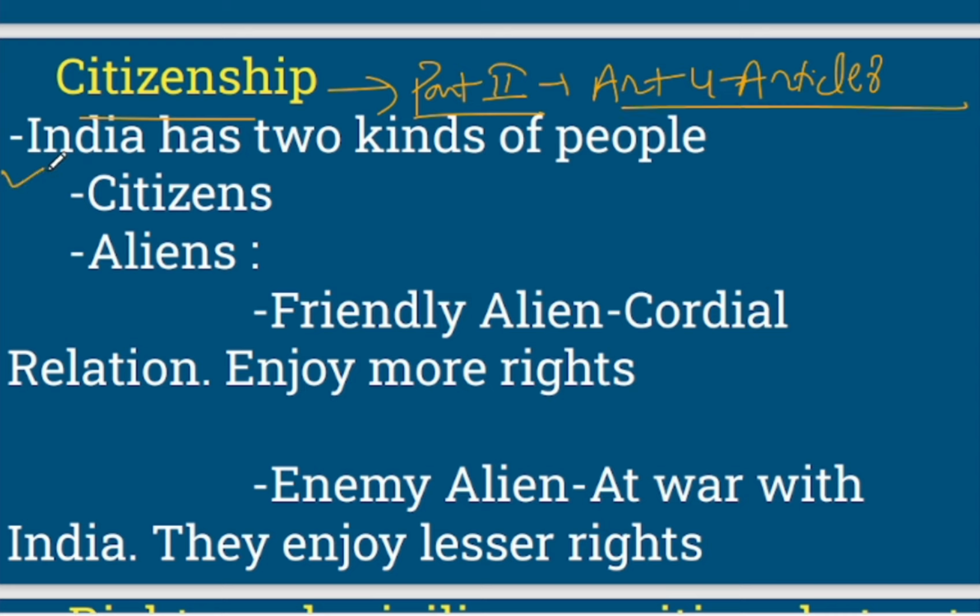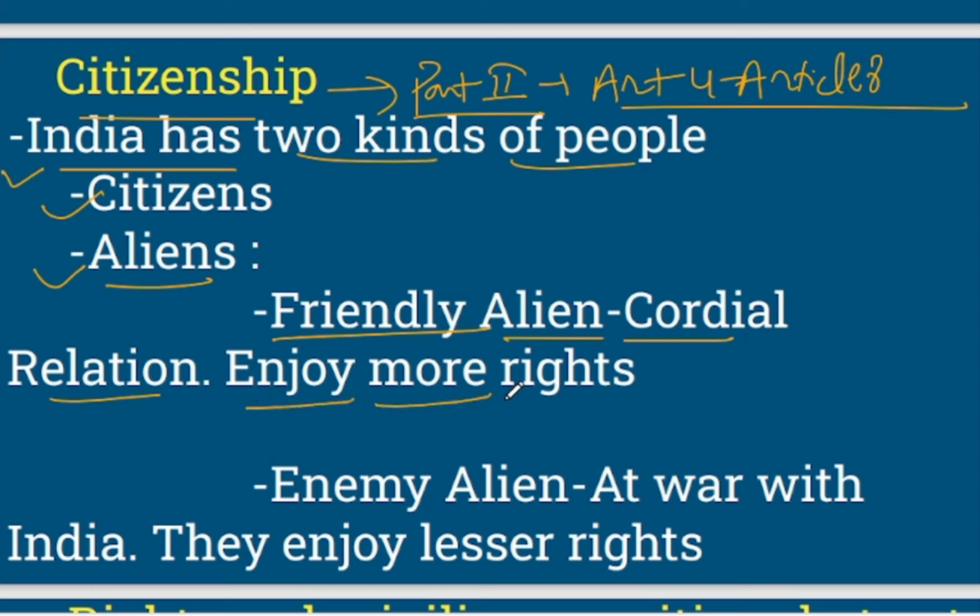The first point says that India has two kinds of people, right? First is citizens, then second is aliens. Don't confuse it with alien from another planet. Here alien means people from another country, people who are not citizens of India, right? There are two types of alien: friendly alien. Friendly alien basically means the country with which India has cordial relations, and people from those countries enjoy more rights in India in comparison to enemy alien.